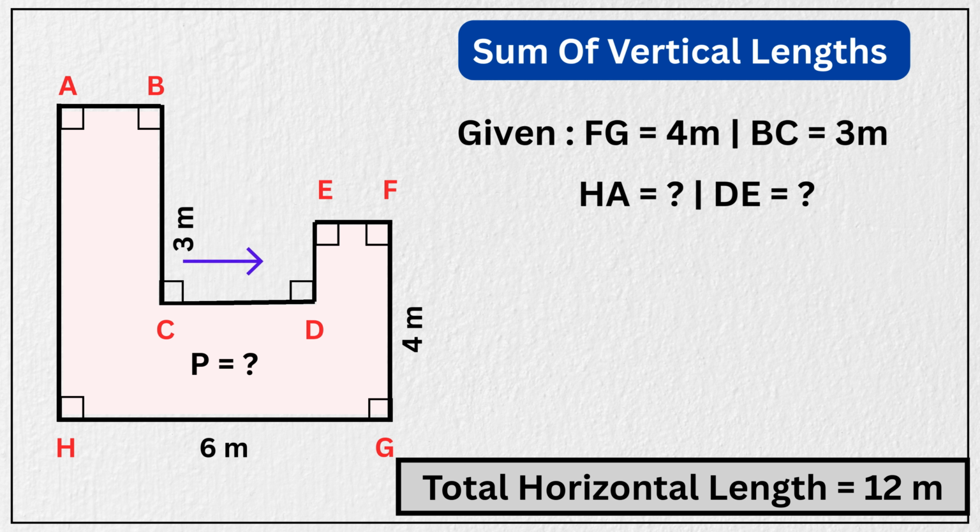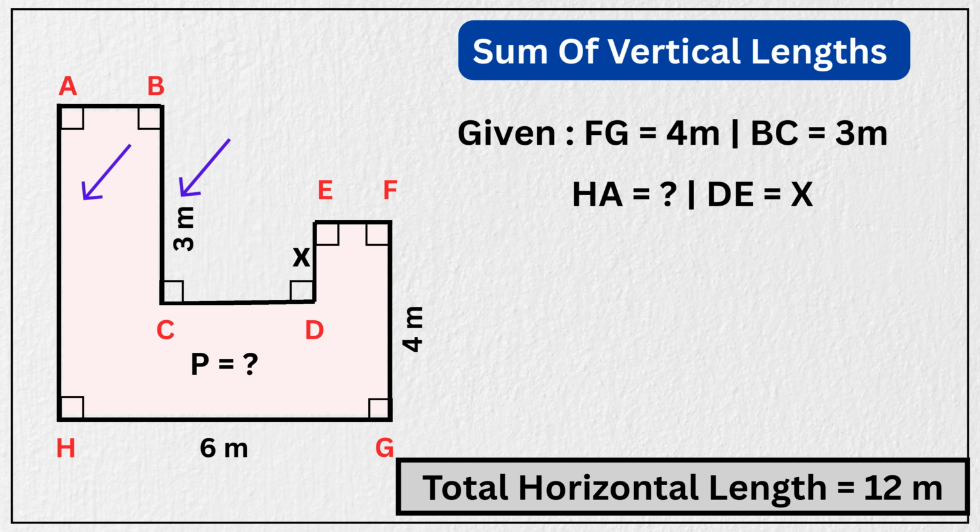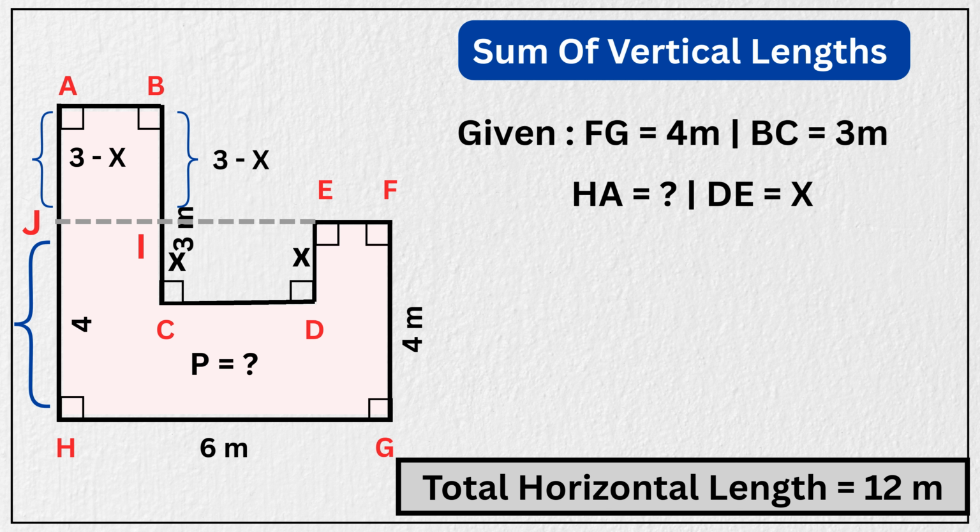Let's label the unknown length DE as X. Now, let's draw a line parallel to CD from point E touching side BC and HA like this. Let's label this point as I and this as J. This is X meters, so this has also become X meters. That means the remaining portion BI must be 3 minus X. Thus, side JA also becomes 3 minus X, and side HJ is 4 meters. Therefore, the total length of side HA is HJ plus JA, which is 4 meters plus 3 meters minus X. That simplifies to 7 meters minus X.